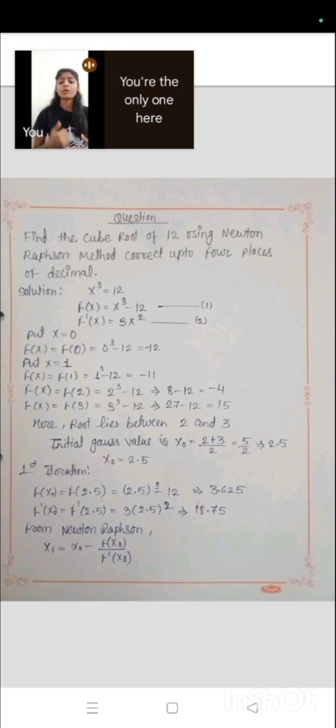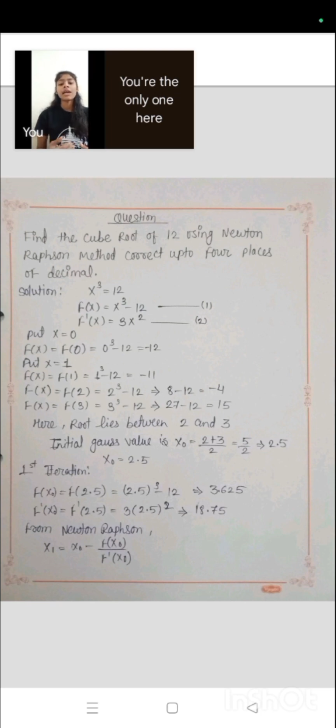Today we solve a column internal question: find the cube root of 12 using the Newton-Raphson method up to 4 places of decimal. So let's solve the question here. x cube is equal to 12, and f of x is equal to x cube minus 12 is equation number 1, and f dash of x is equal to 3x square is equation number 2.